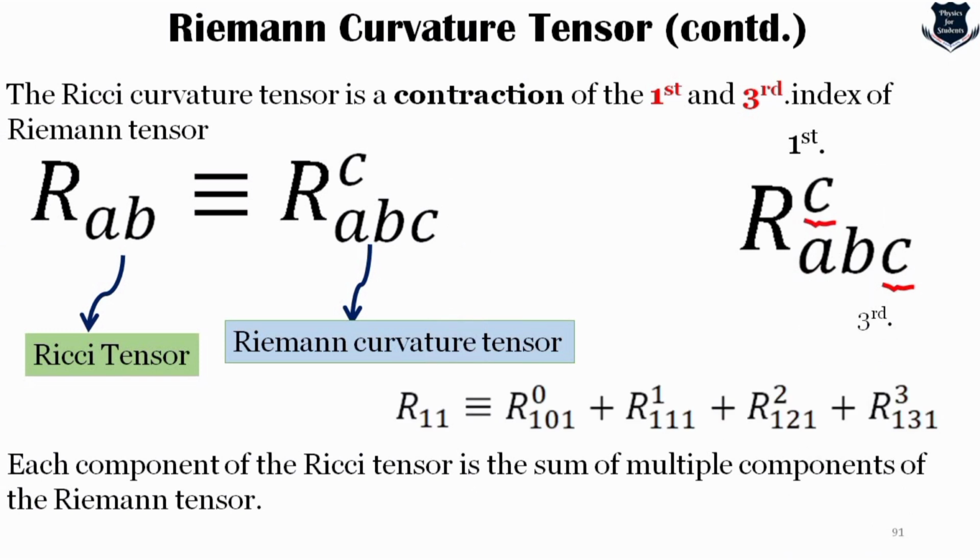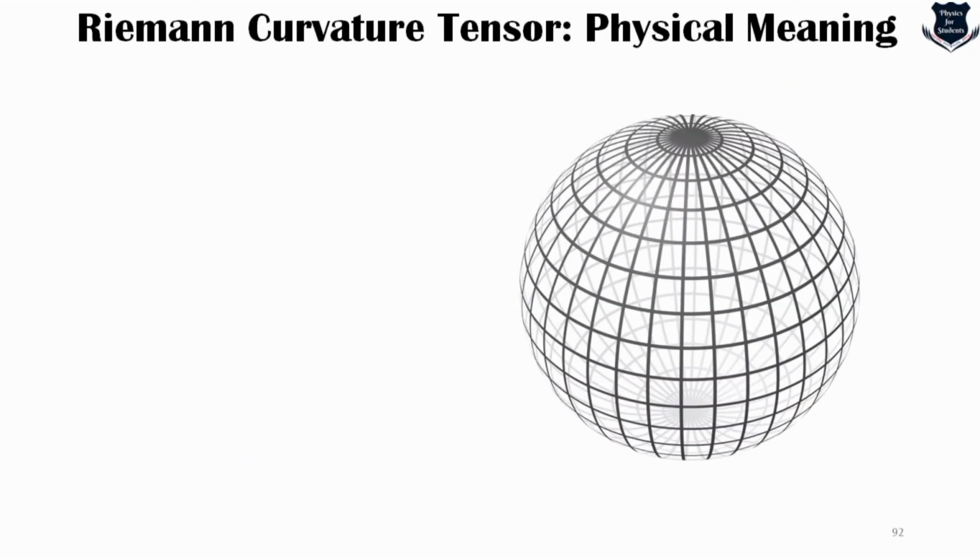Now, each component of the Ricci tensor is the sum of multiple components of Riemann tensor, which looks something like this. Okay, so what is the geometry? How can we visualize it? Before I go into this, I need to explain what is called parallel transport. Now, in geometry, parallel transport is a way of transporting geodesics along the smooth curves of a manifold. A parallel transport, you can say, provides a way to compare a vector in one tangent plane to a vector in another by moving the vector along the curve without changing it.